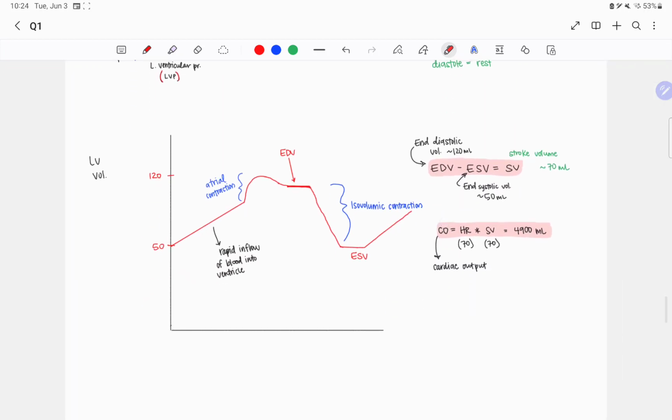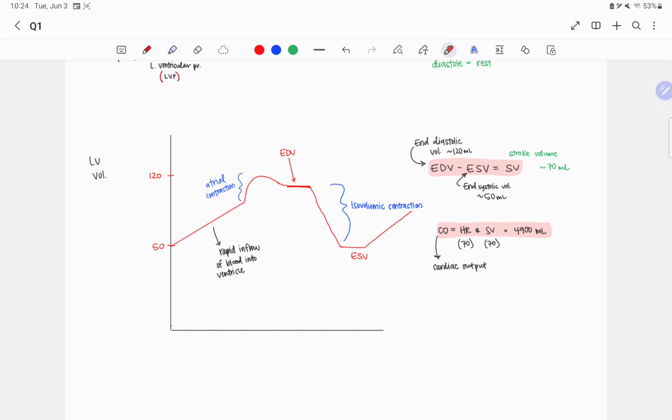Now in here, this is just showing the volume of what's going on. So right in here, this is where the ventricle is filling up, right? It's just filling up with blood. This is about 80%. And then we have atrial contraction, right? And that fills up the last 20%.